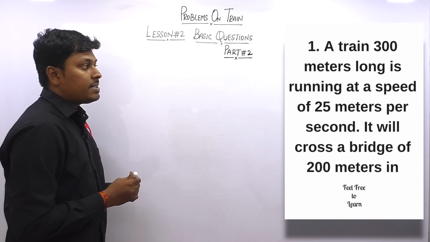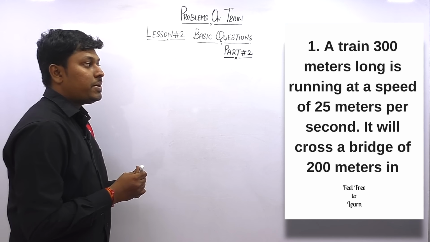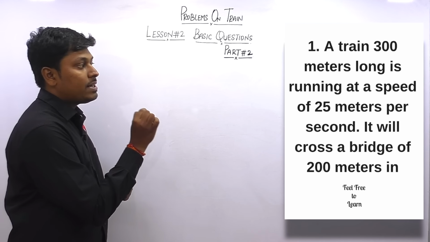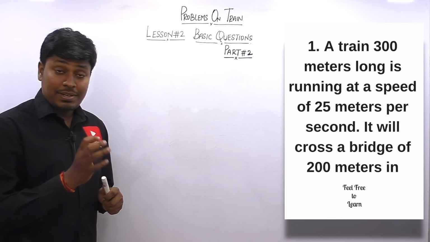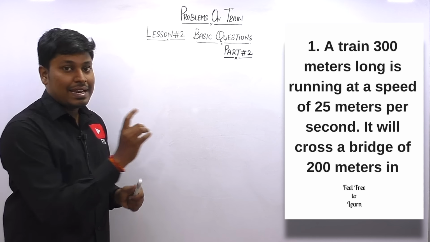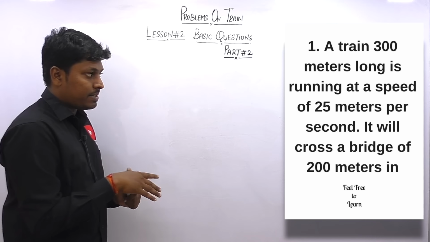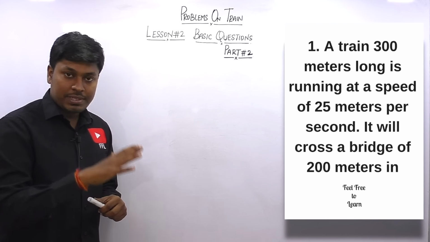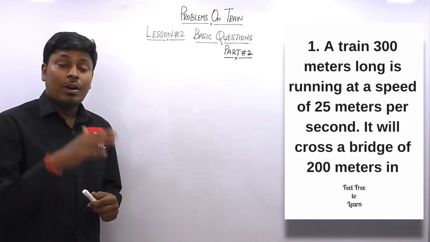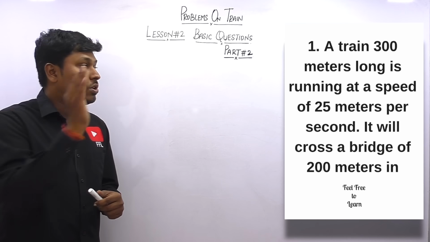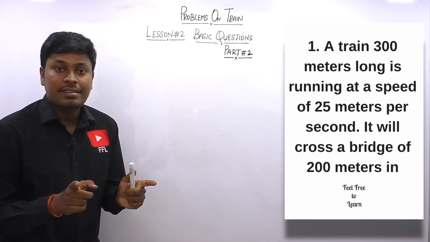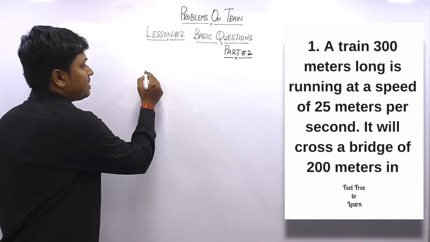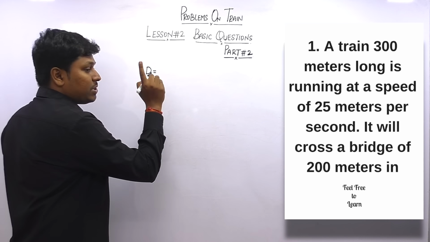A train 300 meter long is running at a speed of 25 meter per second. It will cross a bridge of 200 meter in dash seconds. So listen here, what are all the data they have given? A train length is given, that is 300 meter. And the speed of the train is also given, 25 meter per second. By using this data, our target is to find the time taken by the train to cross a bridge where the bridge length is given, 200 meter. So if a train crosses a bridge, then the distance traveled by the train is equal to length of the train.